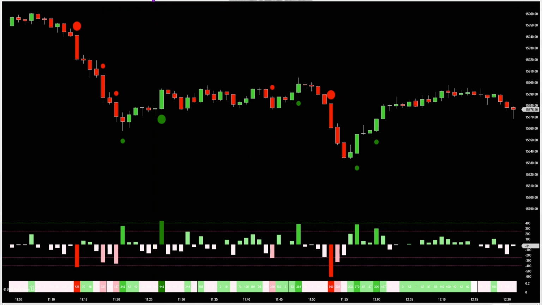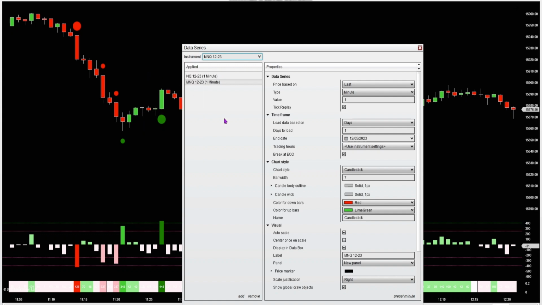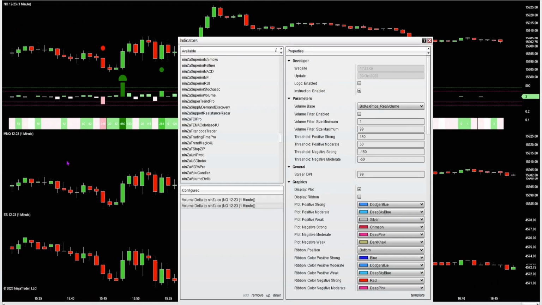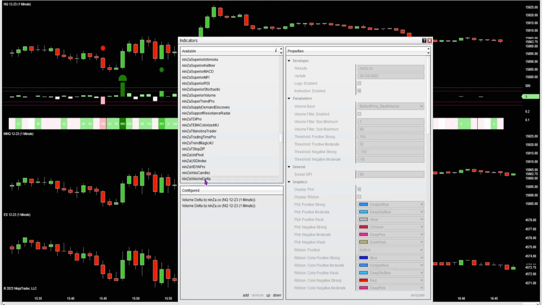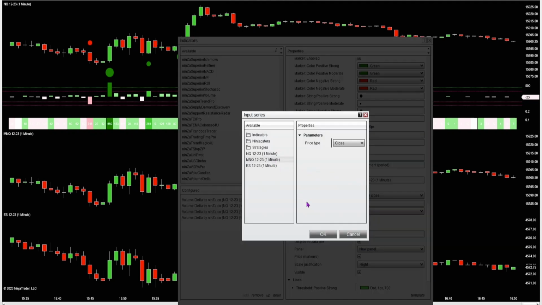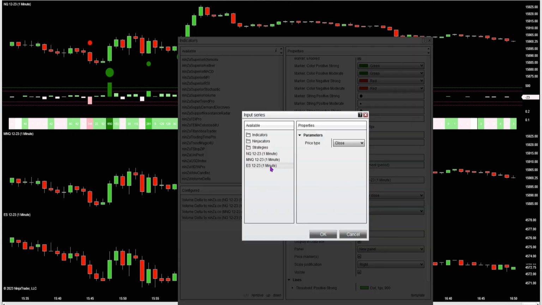And another way I like to use this, I like to add a couple of other data series of correlated markets. So for an NQ chart, I'll add an MNQ and an ES data series. I've got tick replay enabled. So once I have my two extra data series loaded, I'm going to add a couple more instances of the volume delta. For these two copies of the volume delta, I want to change the input series. I'm going to change one to the MNQ, and I want to change the other input to the ES.